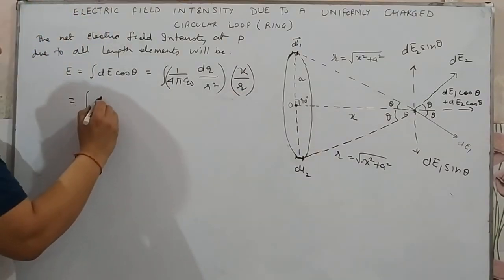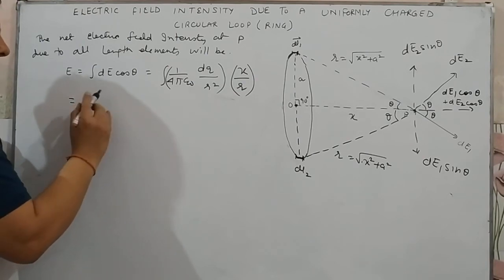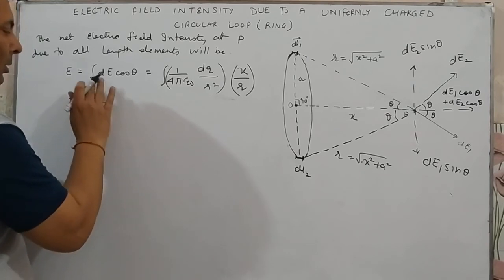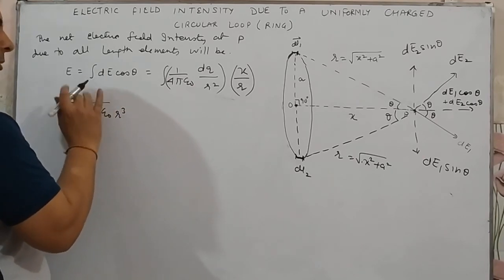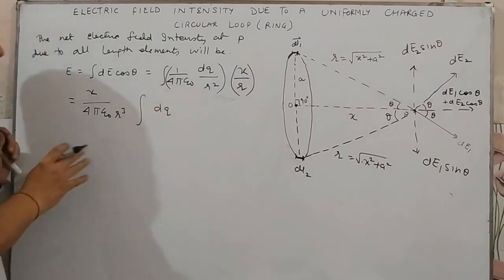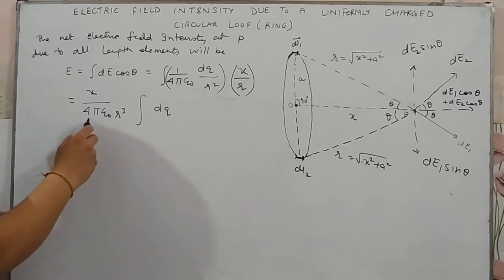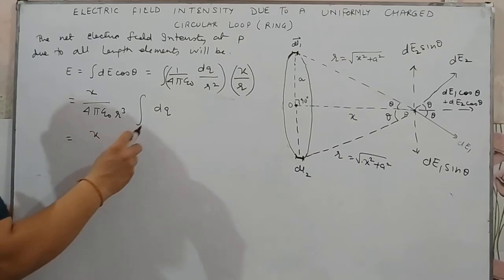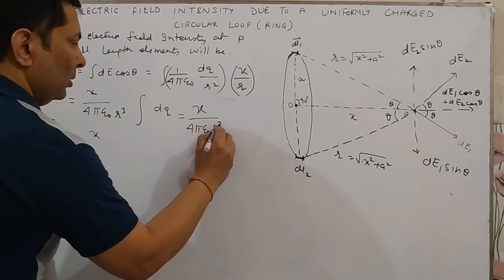Okay. This is 1 upon 4 pi epsilon naught. We take it common. Then we have r cube common. We have x common. We are left inside with integration of dq. Now do one thing. We simply write that x is in this much, then the value of dq is x upon 4 pi epsilon naught r cube.